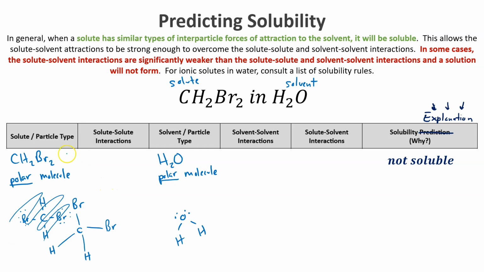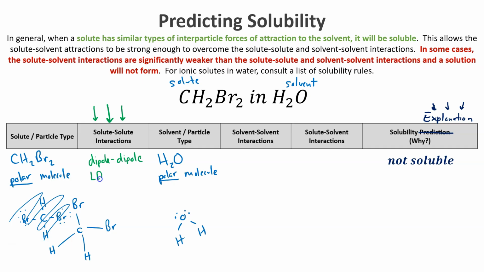Okay, next up is, now that I know what my solute is, I can start to describe, so we're looking right here, the types of interactions that these solute molecules experience. How does one CH2Br2 interact with a second CH2Br2? So if you imagine another CH2Br2 here, how do they stick together? Since they're polar molecules, I know for sure that they're going to be experiencing dipole-dipole interactions from one CH2Br2 to the next.